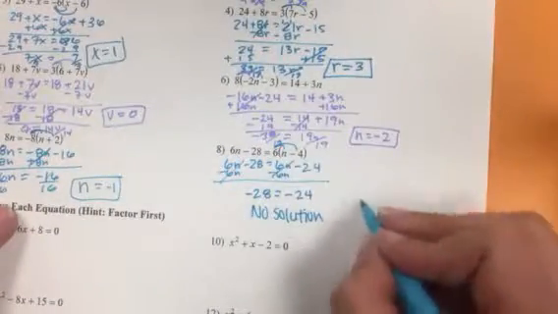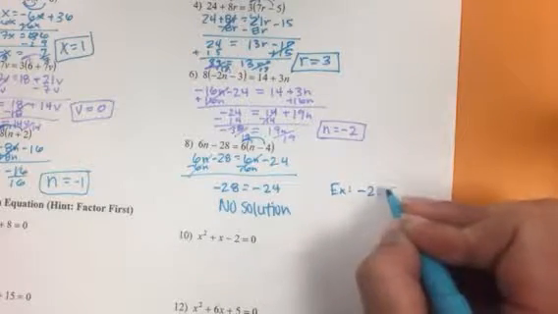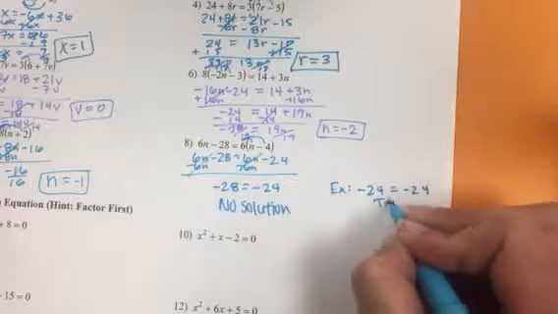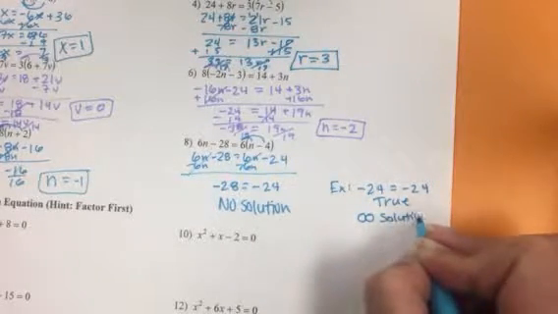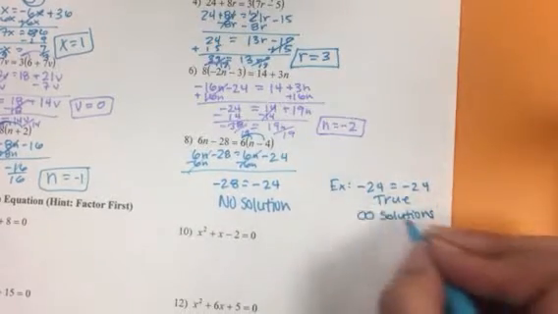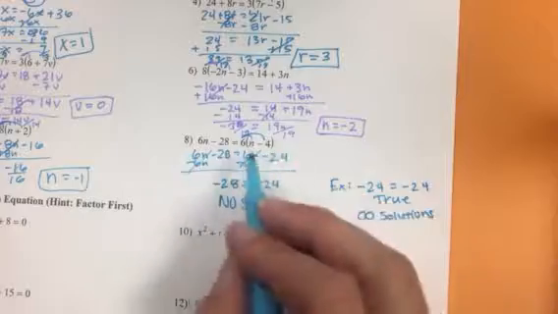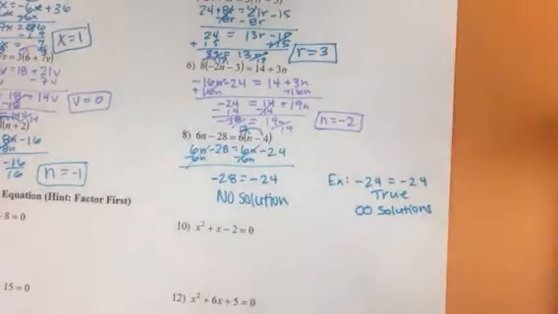I'm going to give you one more example on the side. Let's say I had gotten negative 24 equals negative 24. This one is true, which means it would be infinite solutions. I could choose any number and plug it in, and it would be true. In this one, I can't choose any number. There's no number I can plug in that would make this equal to each other.